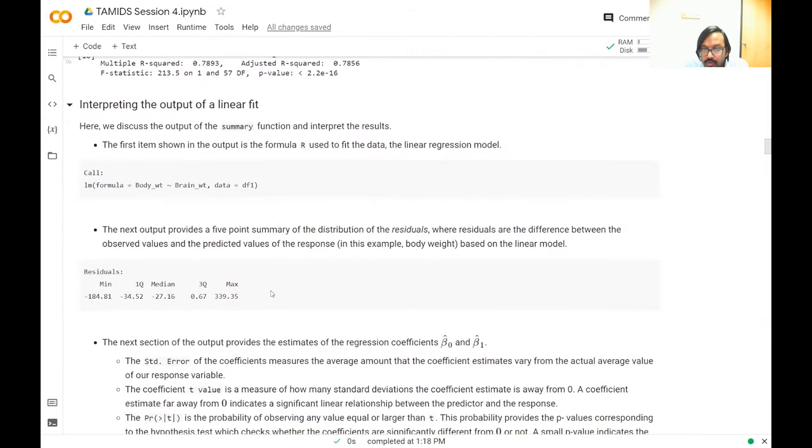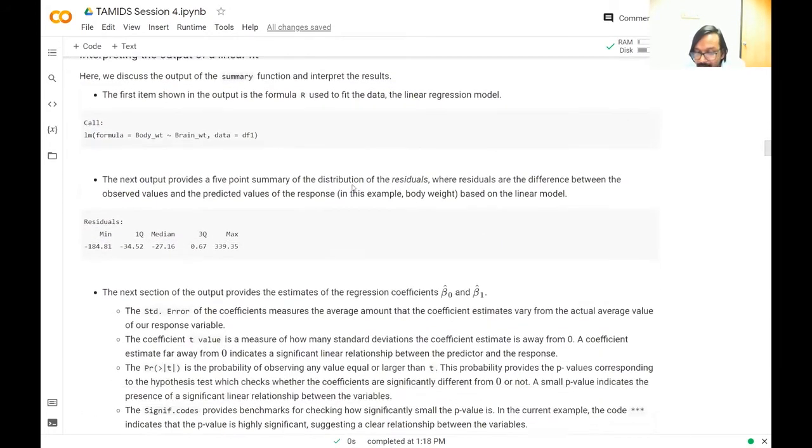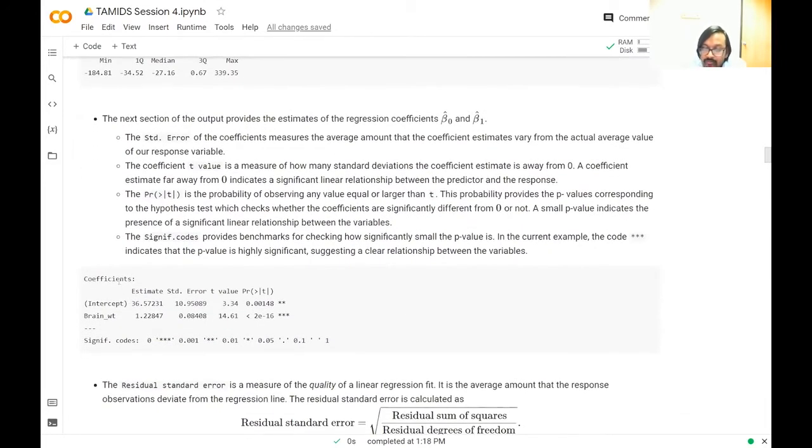The next section of the output talks about the coefficients that we are most interested in. The first column of the coefficients gives you the current guesses. Based on this experience, that is the given observations, the current guesses that the machine makes are that the intercept term is 36.57 and the slope term corresponding to the predictor brain weight is 1.2284.